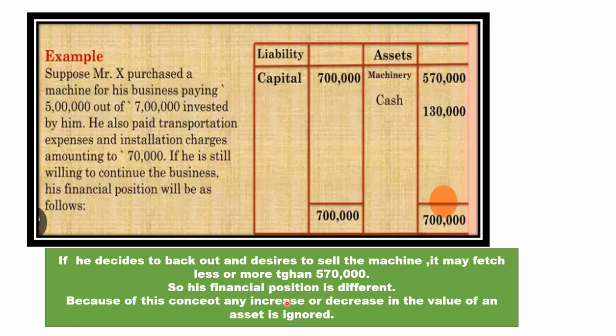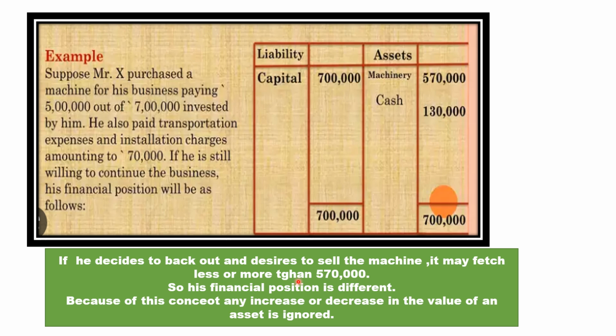But because of this concept of going concern, any increase or decrease in the value of an asset is ignored. Maybe in the market this value keeps on increasing or decreasing, but still you will show in your balance sheet the same amount, the same cost price only, because this is the value of the asset which will not change over a period of time. And in accounting, consistency is the major part of recording transactions. So this is very important: any increase or decrease in the value of an asset is ignored. Market values keep on increasing or decreasing, but you will ignore all these things because you are not interested in selling the asset right now.